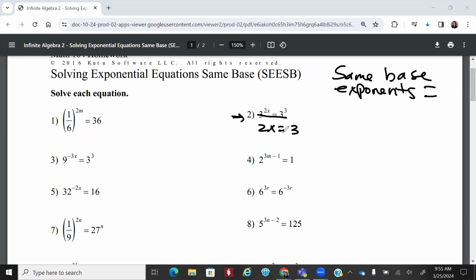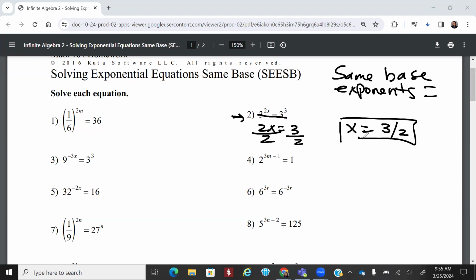So what would I do? We got 2x equals 3. We want x by itself. We're going to divide by 2. So x is going to equal 3 divided by 2, or 1.5. Good on that one.